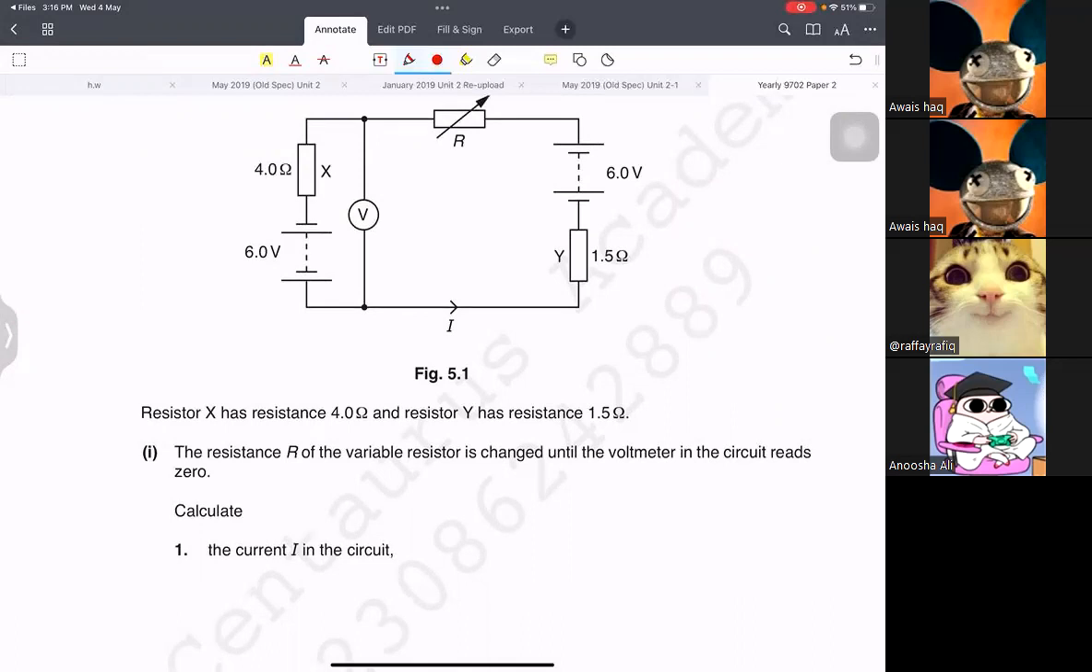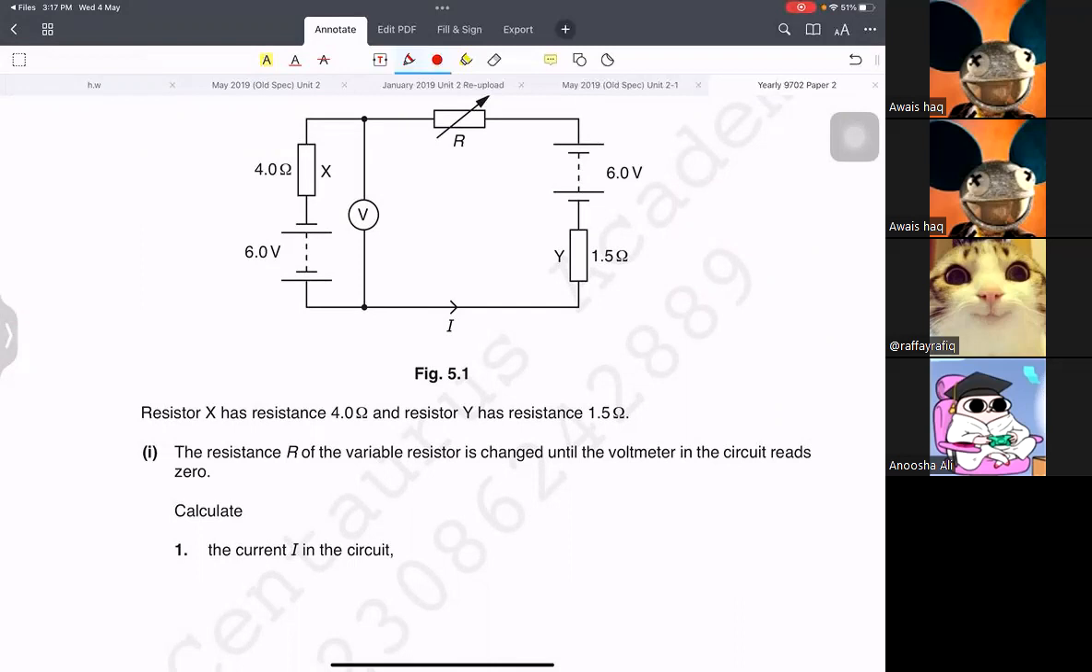Very, very interesting. Okay. Now it says calculate the current I in the circuit. Well, very, very strange, but let's try this, right?